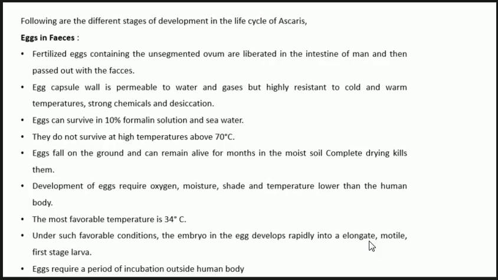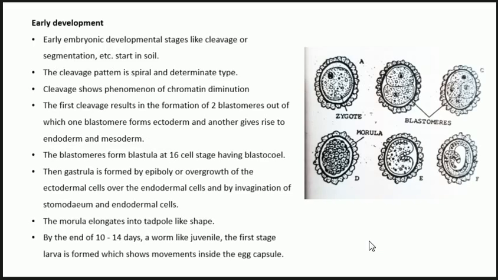Now in the favorable condition, first stage larva formation may take place. One by one, first cleavage to blastomere formation, one forms ectoderm, and another gives rise to endoderm and mesoderm. Then blastomeres form blastula at the 16 cell stage having a blastocoel. Then the gastrula is formed by epiboly or overgrowth of ectodermal cells, and by the end of 10 to 14 days a worm-like juvenile is formed. So these are the stages.